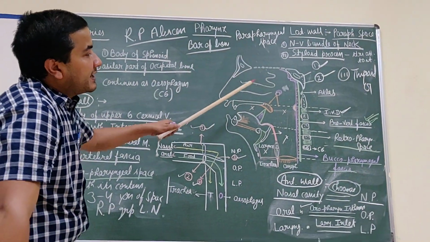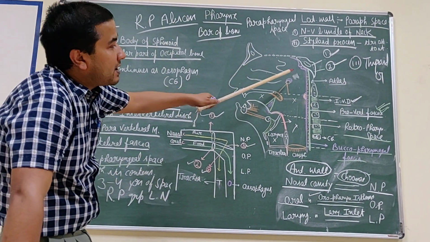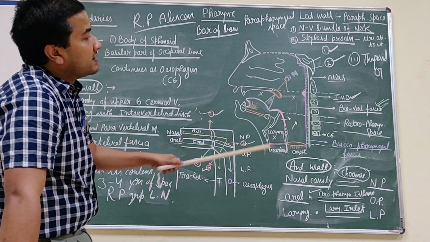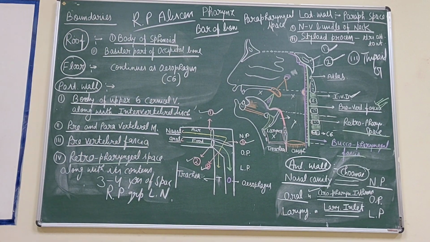Now we will discuss the individual parts of the pharynx. This pharynx has three parts as we discussed earlier: the nasopharynx, oropharynx and the laryngopharynx. First of all, the nasopharynx.